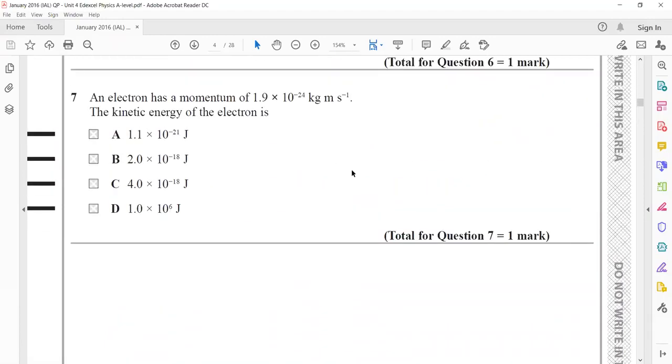What's the answer for question 7? The electron has a momentum of 1.9 exponent minus 24 kilogram meter per second. The kinetic energy of the electron is... question 7. What could be the answer? You have to calculate. You have the momentum, you need kinetic energy. There's a formula which relates kinetic energy with momentum.